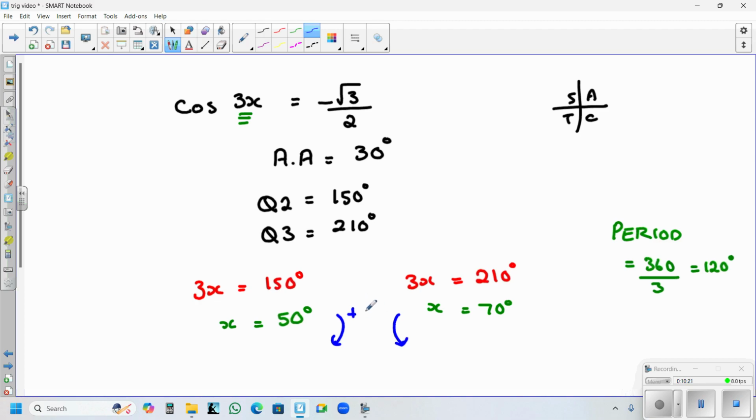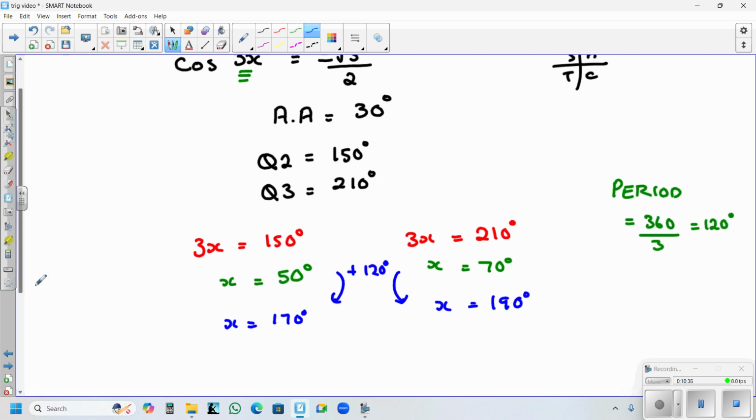So add on 120 degrees. That gives me another answer for x is equal to 50 plus 120 is 170. 70 plus 120 gives me another answer of 190. Now, I can add on another 120. Keep doing that until we're out of 360 range. So add on 120 to these. So 170 plus another 120 takes me to 290 degrees. Add on another 120 onto that, gives me an answer of 310 degrees.